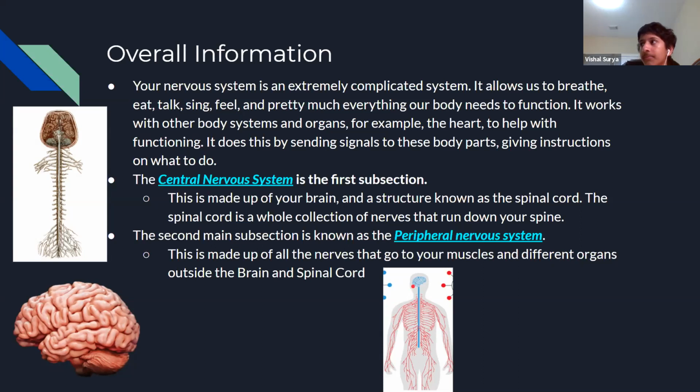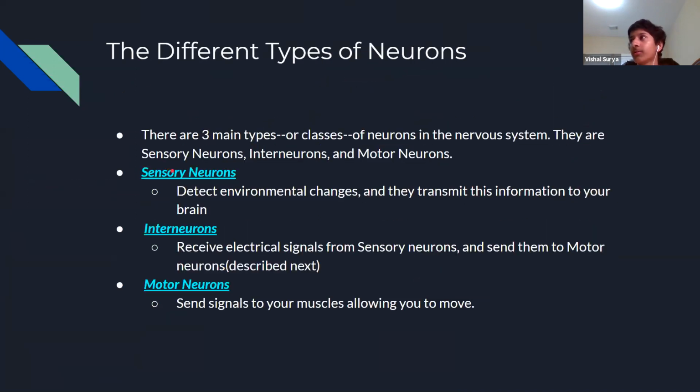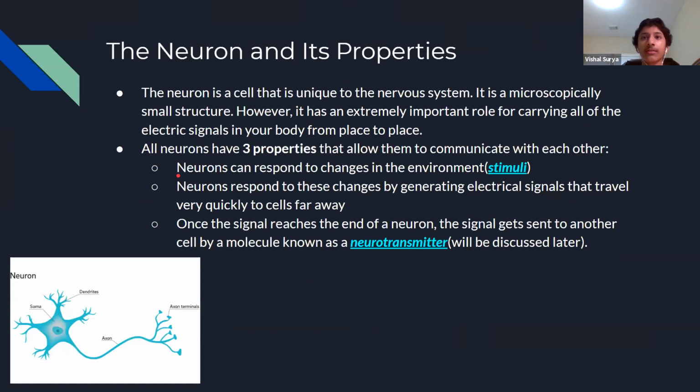All right. So next we'll be going on to the neuron and its properties. The neuron is a cell that is unique to the nervous system. It is a microscopically small structure. However, it has an extremely important role in carrying all the electrical signals in your body from place to place.